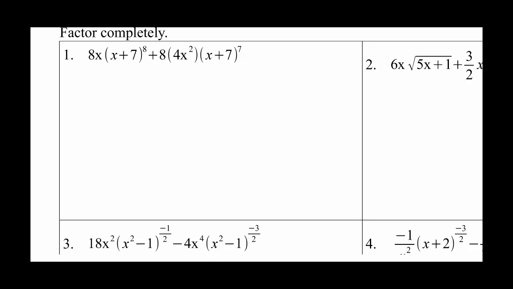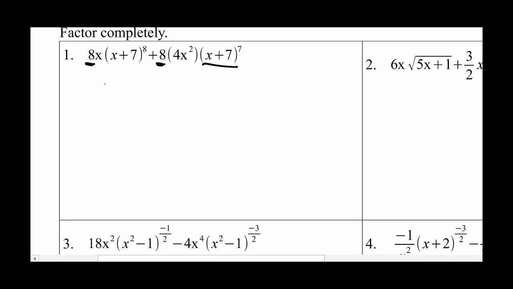All right, in number one, we want to look at what's the largest GCF that I can take out, and I can see an 8 in each one, and I can see they both have an x plus 7. Now that's x plus 7 to the 8th, that's x plus 7 to the 7th. So I know I can take an x plus 7 to the 7th out.